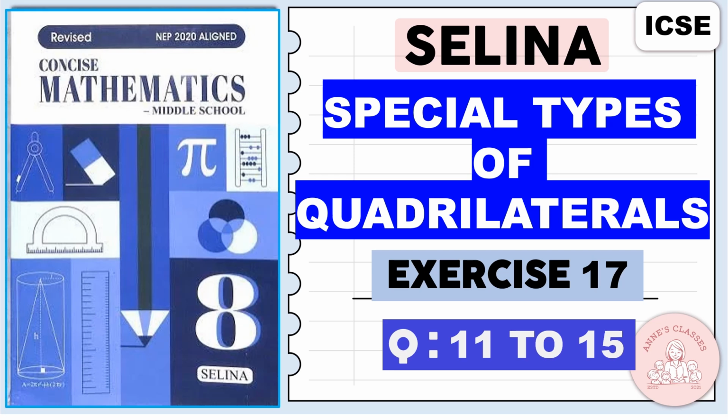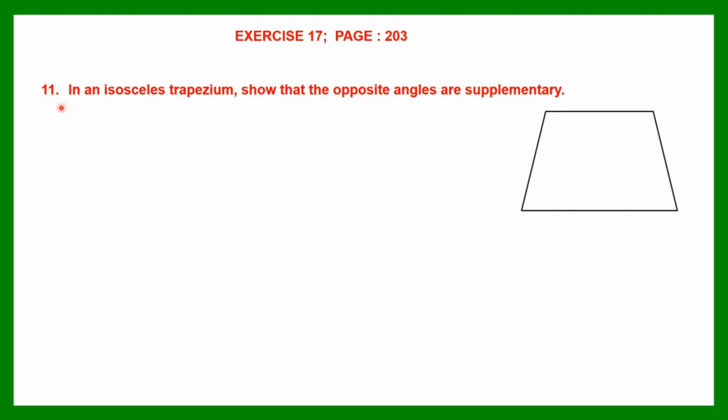Let's do special types of quadrilaterals, exercise 17.11. In an isosceles trapezium, show that the opposite angles are supplementary. So here we have an isosceles trapezium, and what do we know about that? In an isosceles trapezium, sides AB and DC will be parallel to each other.